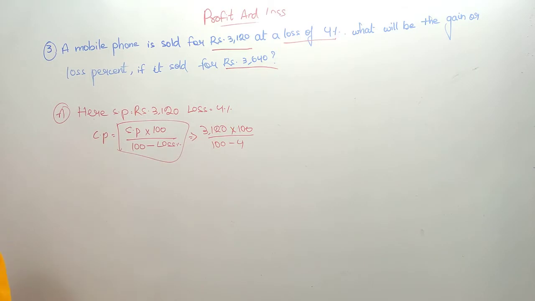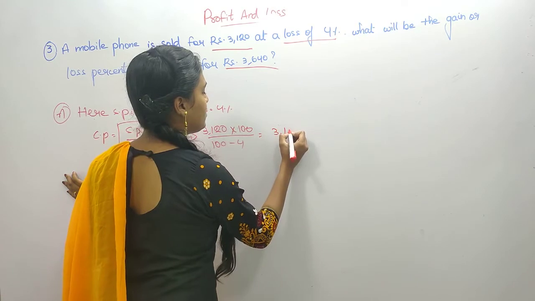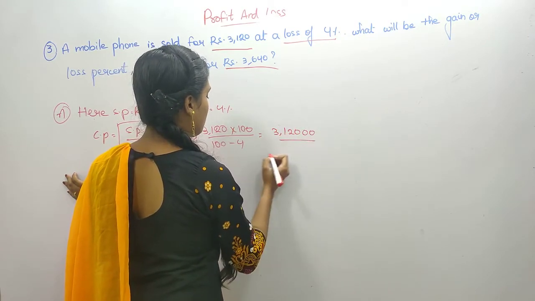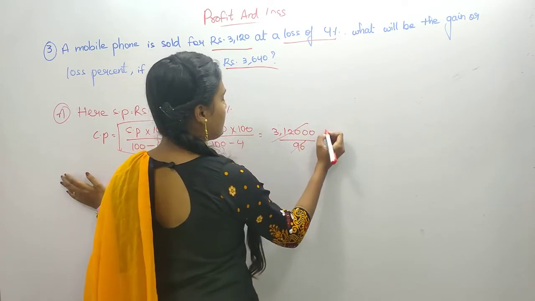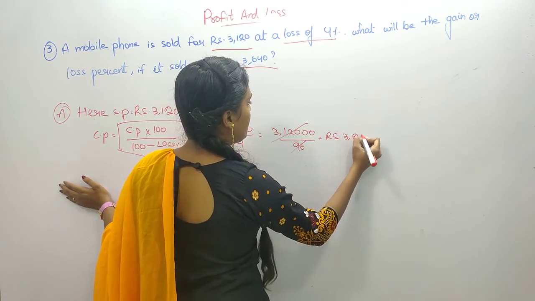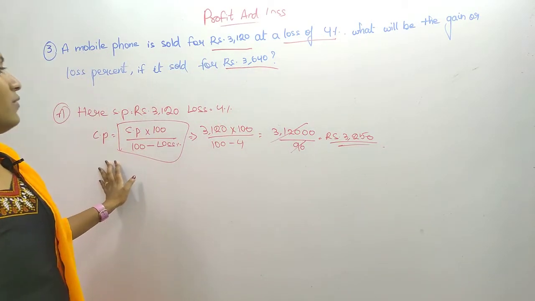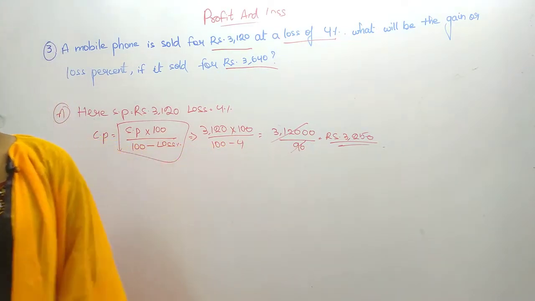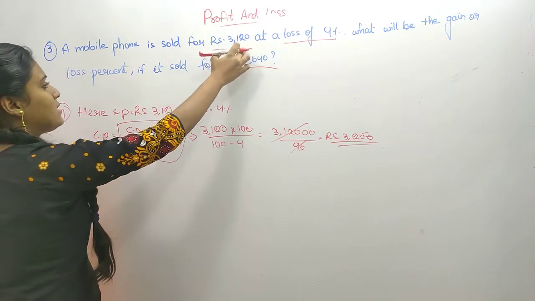Now what we will do? Solve this. By solving this, what answer will we get? Rupees 3,250. This is the actual answer we will get. Cost price for the loss, how much will we get? Cost price is rupees 3,250. Now we solved for the first selling price.